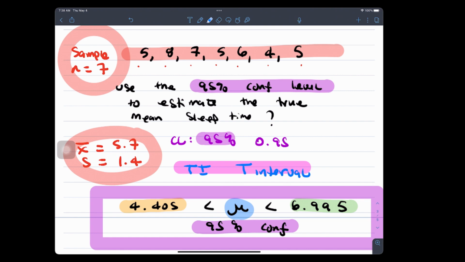So based on this sample, you know what we can say? Students sleep between 4.405 hours and 6.995 hours. We can say this with 95% confidence. It's a small sample. We use the T interval for a small sample. What do you guys think?